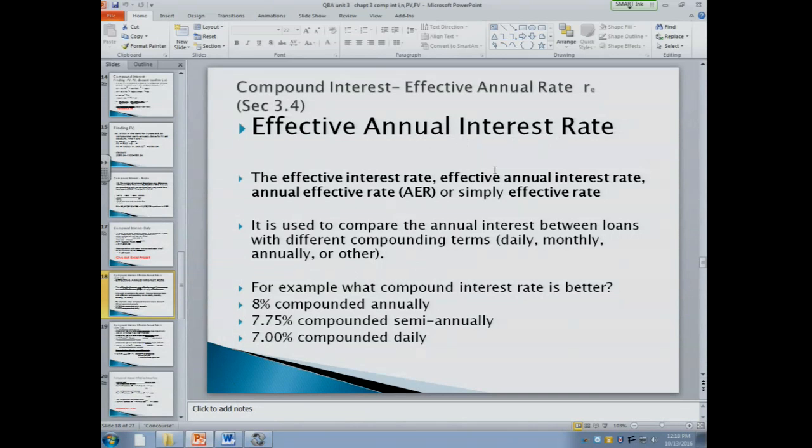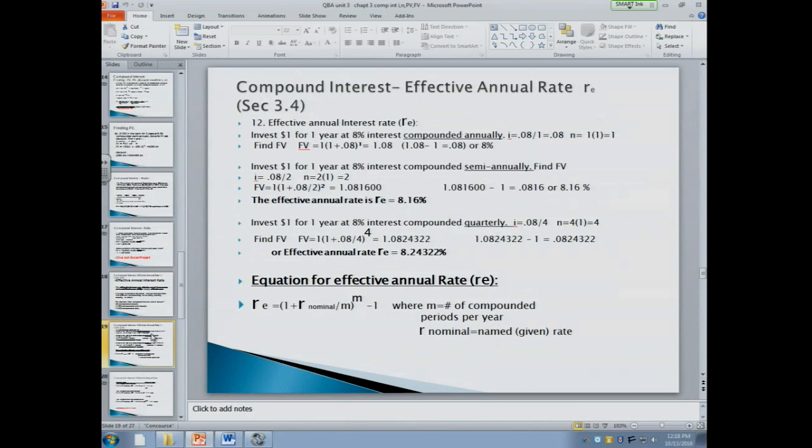Now, when you say effective annual interest rate, it might be referred to as annual effective rate or simply effective rate. I'll let you pause this for a second and see how the effective annual interest rate formula was derived from looking at an investment of $1 compounded annually, an investment of $1 compounded semi-annually, and an investment of $1 compounded quarterly.